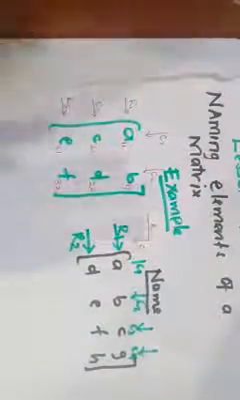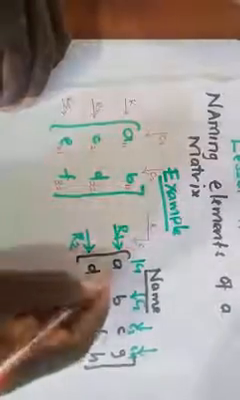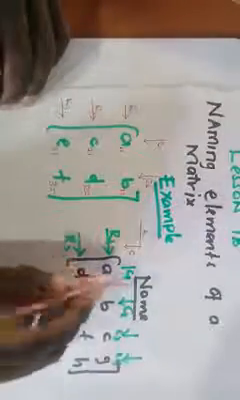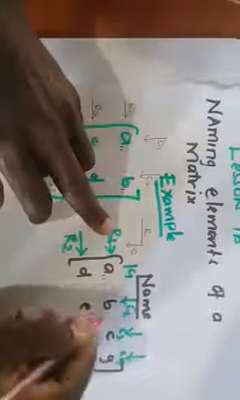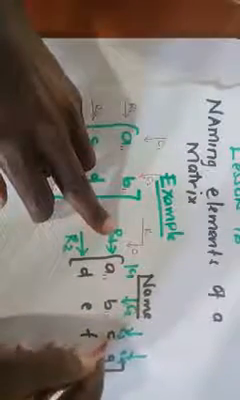Not the other way, not vice versa. It can never be vice versa. It is row followed by column. So element A is in position row 1, column 1, so element 1, 1. What about B? It is in row 1, column 2. This is 1, 3, and this is 1, 4.